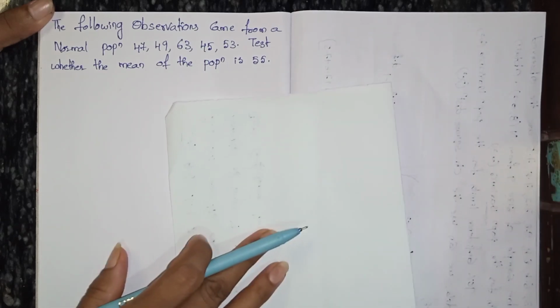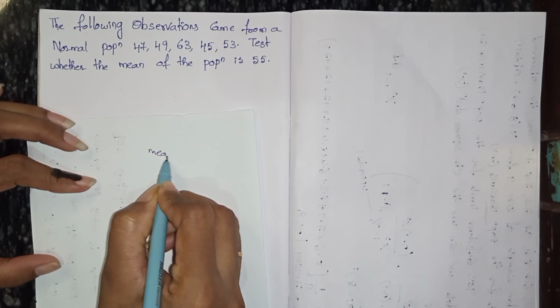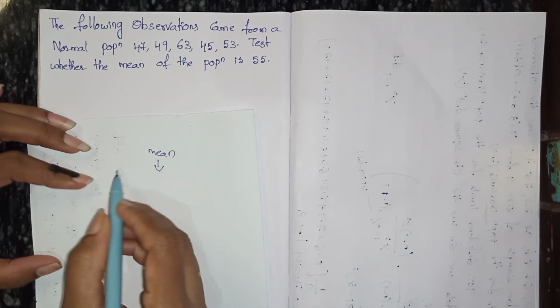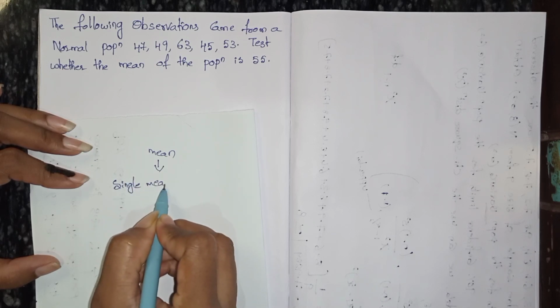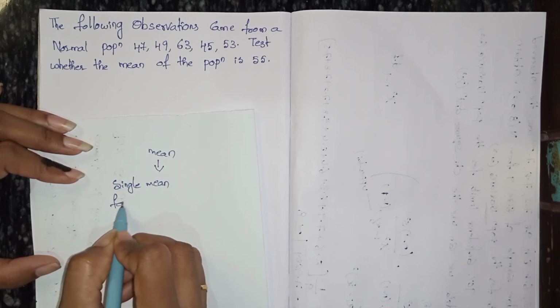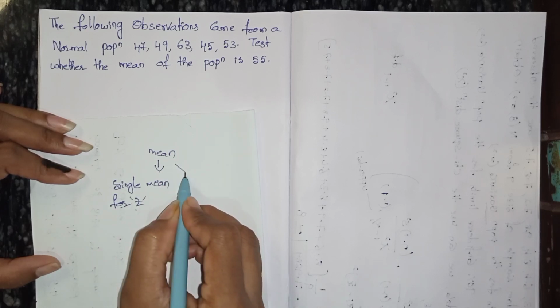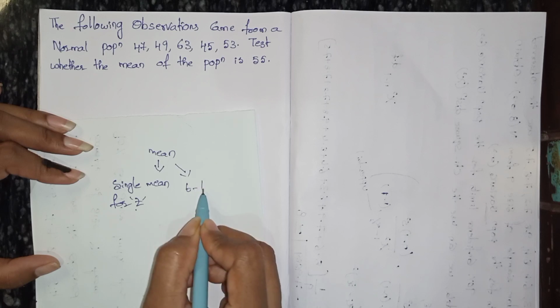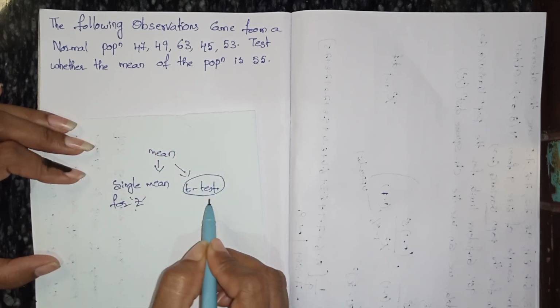In order to test the mean, we have two methods, that means single mean for normal distribution. Here we use the z test, that means normal distribution, and the other one is the t test. Here I am going to use the t test. Why am I going to use the t test?